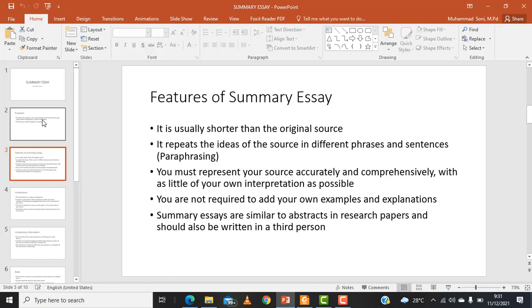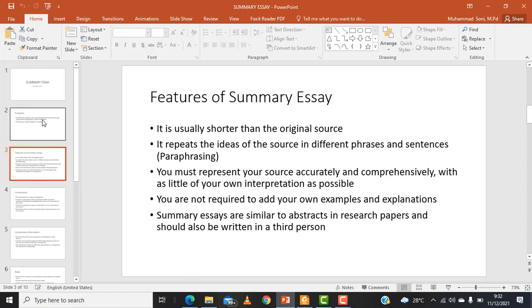There are so many ways that you can do it. For example, one, you can change the sentence structure. If the original source uses an active sentence, maybe in your paraphrase you can change it into a passive one. That's the first. The second, you can also find a synonym of the word from the original source to use in your summary. So there are so many ways actually.